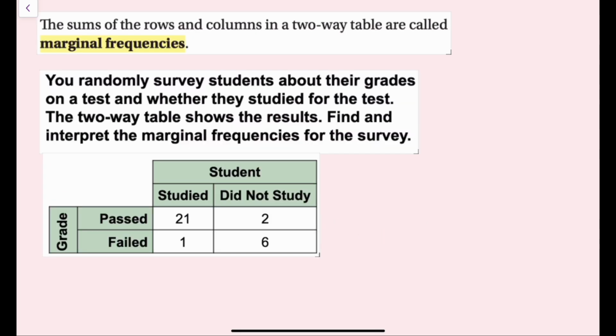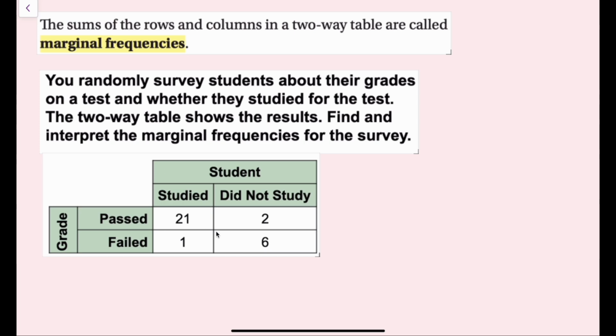The sums of the rows and columns in a two-way table are called marginal frequencies. So, using the same data set, you randomly survey students about their grades on a test and whether they studied for the test. The two-way table shows the results. Find and interpret the marginal frequencies for the survey.